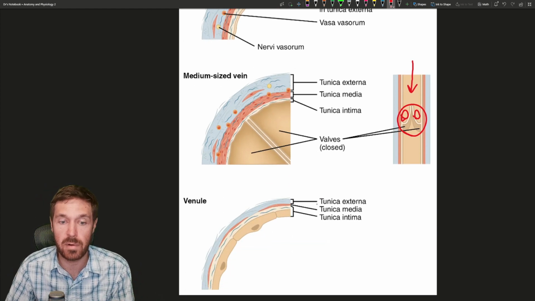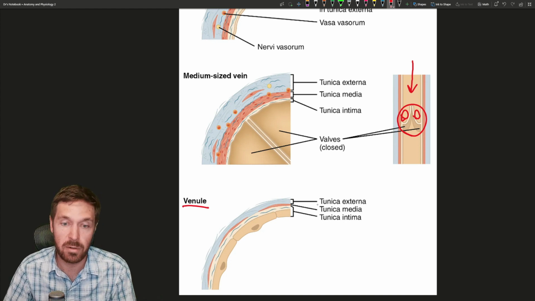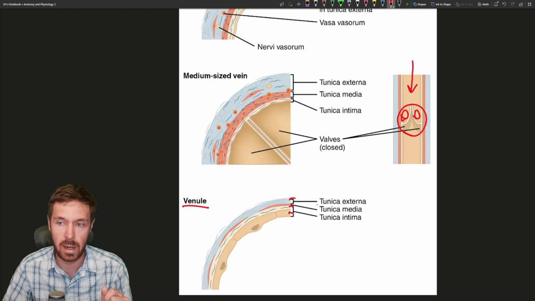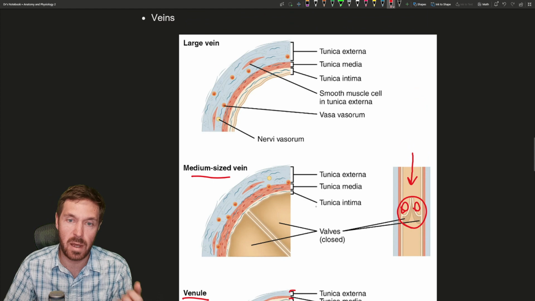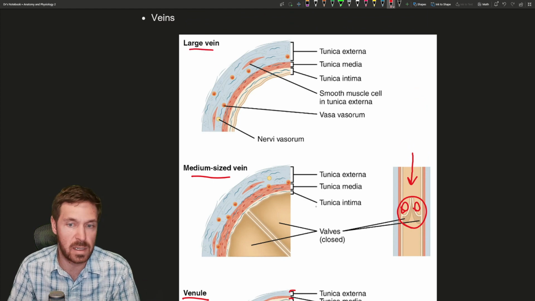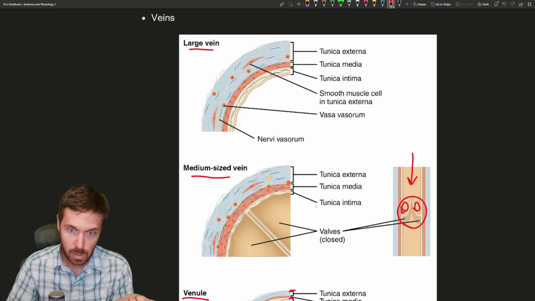So when you first drain from the capillary bed, you go into what's called a venule, like an arteriole, a very small vessel, very thin tunica intima, media, and externa. Very little smooth muscle is found there. But you do have the three layers, and they're there. Then in the medium-sized veins versus the large-sized veins, there's not much difference except for size and so forth in these. Now, the medium-sized veins do have more valves found in them.